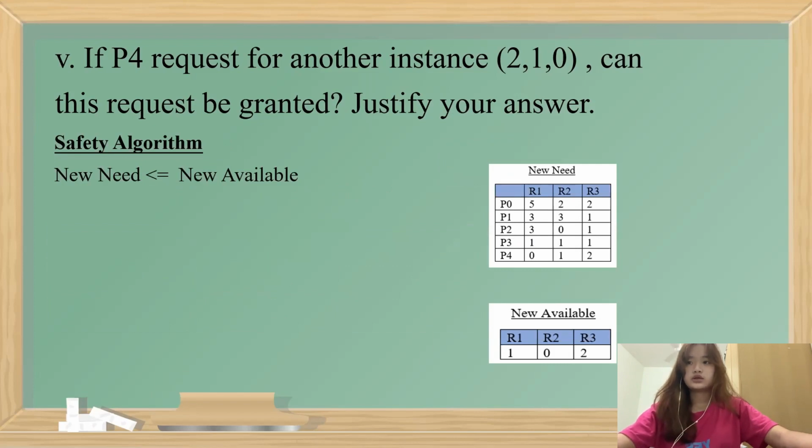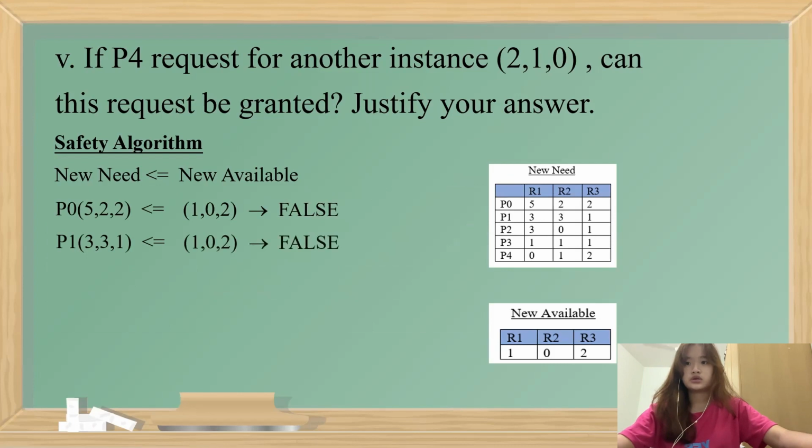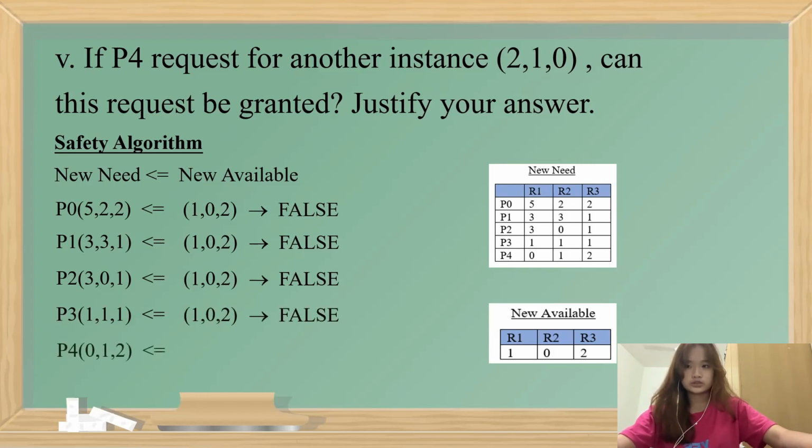Check if the new need is less or equal with the new available. P0, 5, 2, 2 less than or equal with 1, 0, 2, is false. P1, 3, 3, 1 less or equal with 1, 0, 2, is false too. P2, 3, 0, 1 is less or equal with 1, 0, 2, is also false. P3, 1, 1, 1 less or equal with 1, 0, 2, is also false. P4, 0, 1, 2 is less or equal with 1, 0, 2, it is also false.